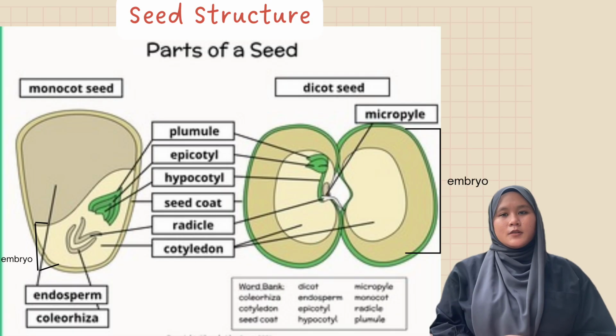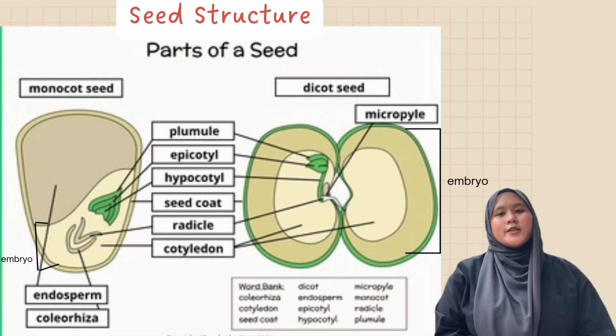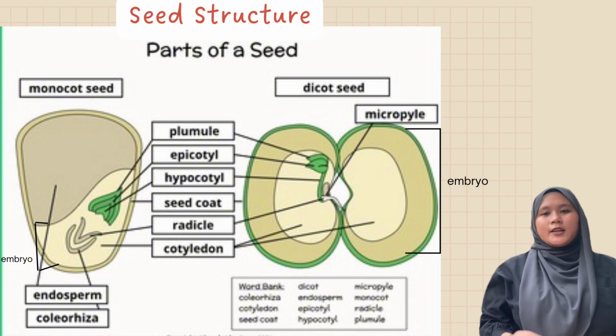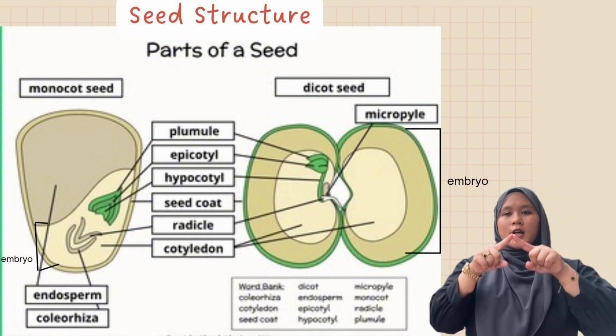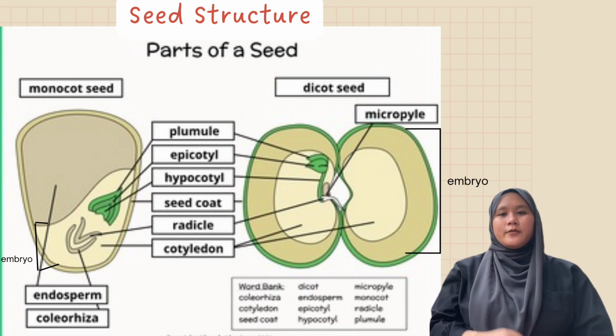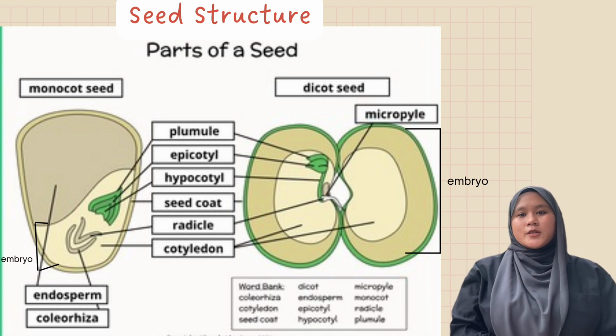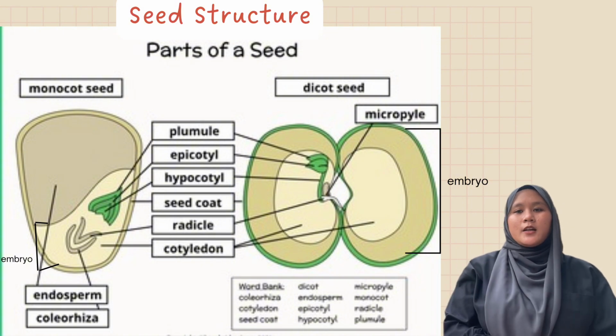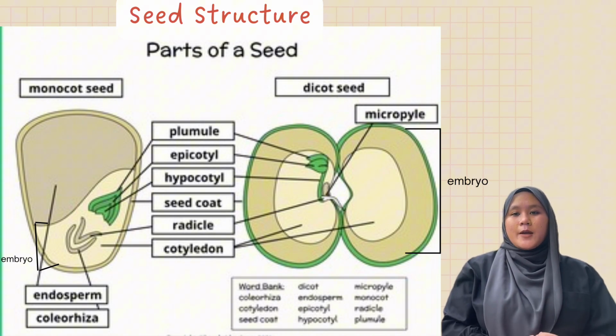On the right side, we see a dicot seed like a common bean. Dicot means it has two cotyledons which split neatly into two halves. In many dicot crops, the cotyledons absorb the endosperm early on, becoming the thick, fleshy food stores themselves.